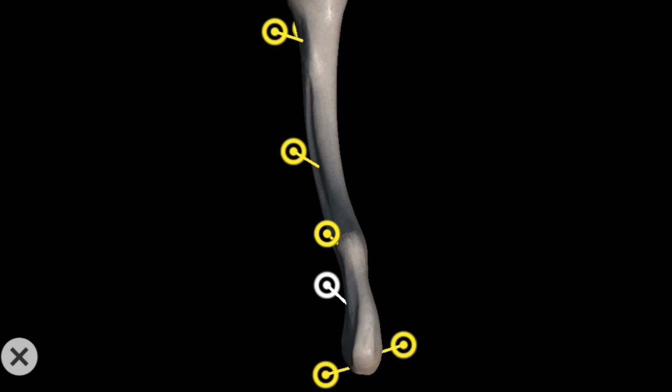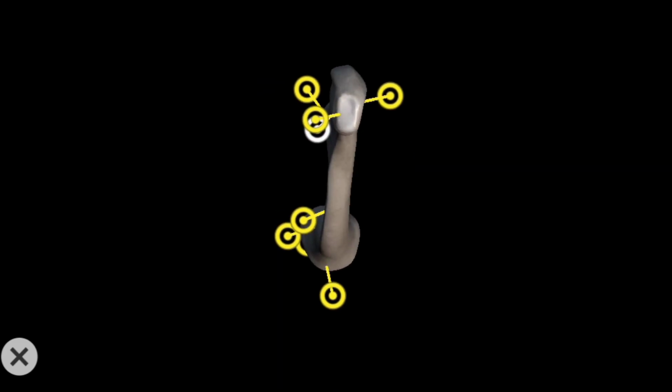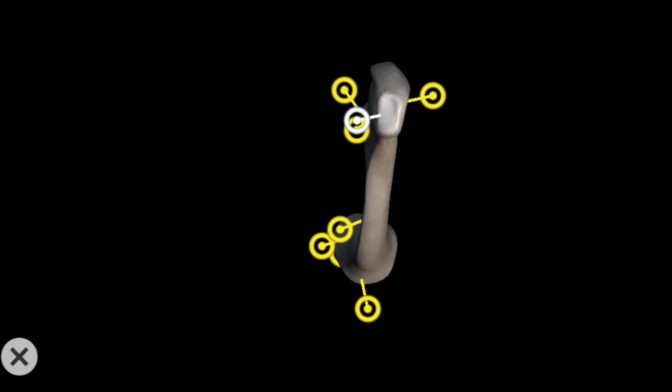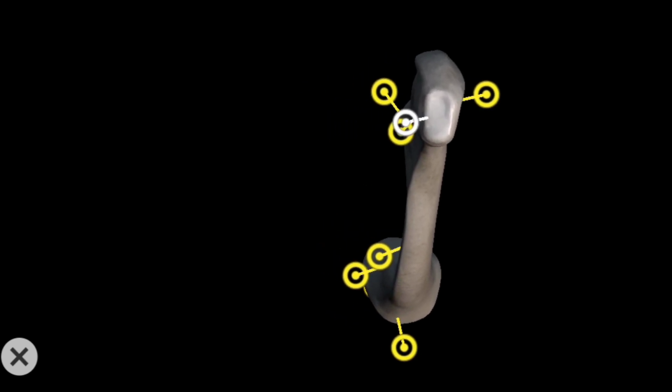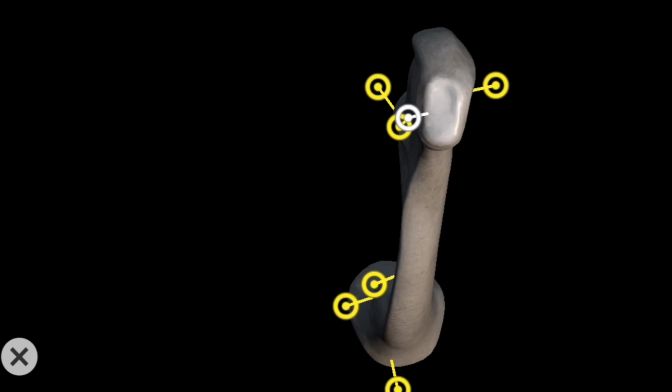Now see the lateral view of the clavicle. This is the lateral view of the clavicle. In the lateral position we see the clavicle like this. This is the acromial facet. This is the acromial side. Here we see the acromial process of the scapula attached in this part.